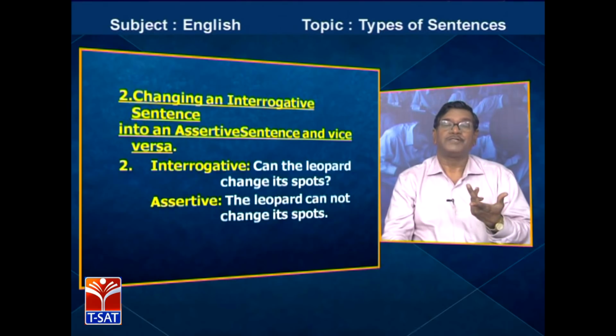The leopard cannot change its spots. So, this is assertive and that is interrogative. Again, that is a yes/no question starting with a helping verb can, and this is an assertive sentence, but there is no change in the meaning. Can the leopard change its spots?